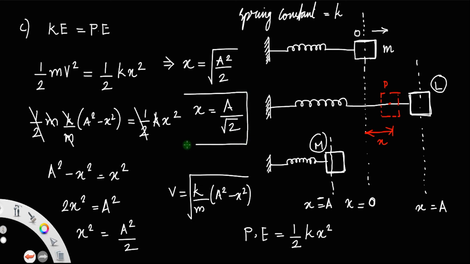So at the position x is equal to a by root 2, that is, if you take a distance x which is equal to the maximum amplitude divided by root 2, then at this point or somewhere here, let's call that point Q, here the potential energy and kinetic energy are equal. Clear?